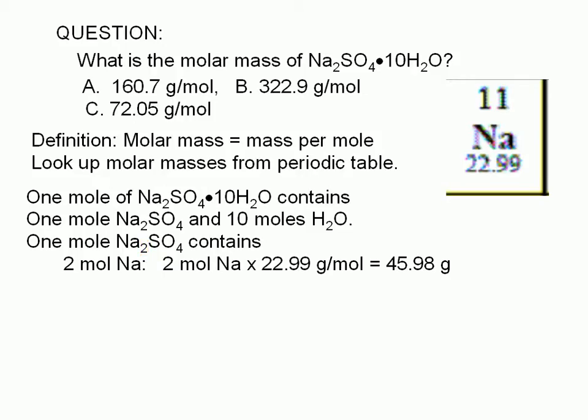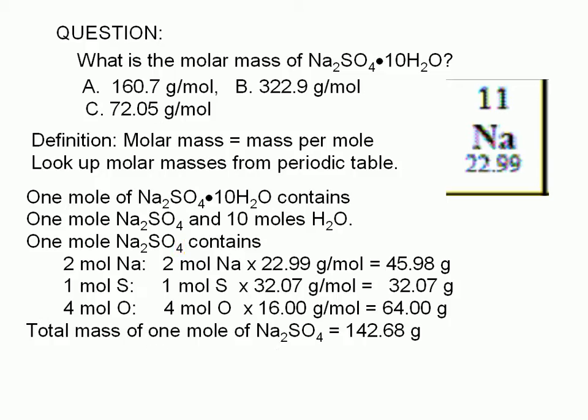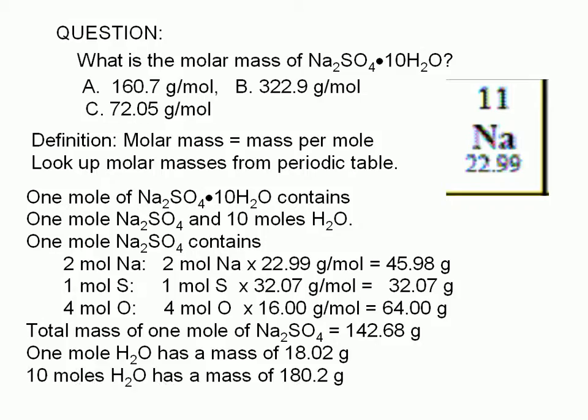Similarly, 1 mole of sodium sulfate contains 1 mole of sulfur, or 32.07 grams, and 4 moles of oxygen, or 64 grams of oxygen. Adding up these masses, we get a total mass of 142.68 grams for 1 mole of sodium sulfate, or Na2SO4. Using the same procedure, we can calculate that 1 mole of H2O has a mass of 18.02 grams. Therefore, 10 moles of H2O times 18.02 grams per mole equals 180.2 grams.